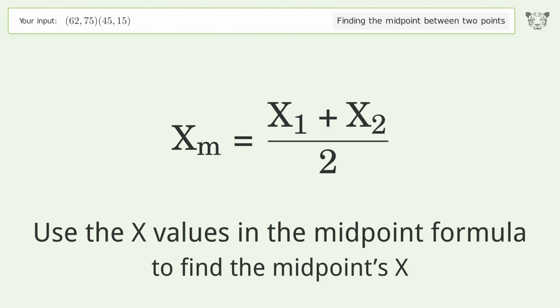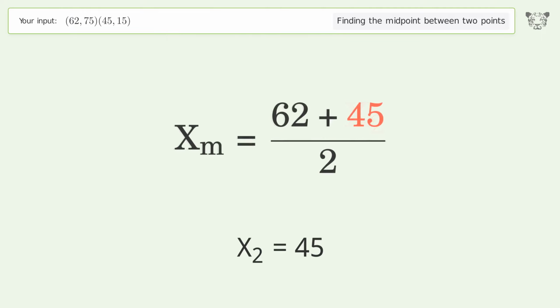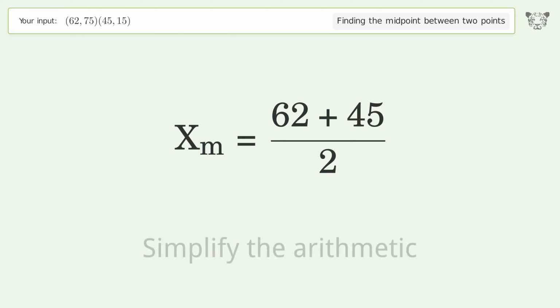Use the x values in the midpoint formula to find the midpoint's x. x1 equals 62. x2 equals 45. Simplify the arithmetic.